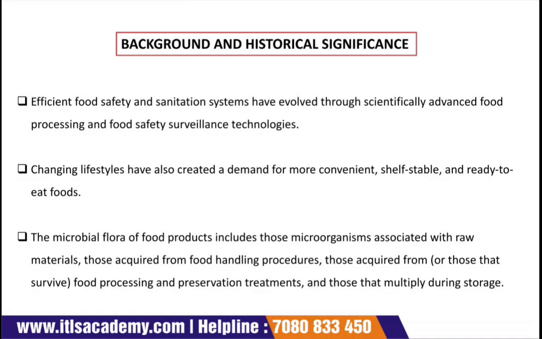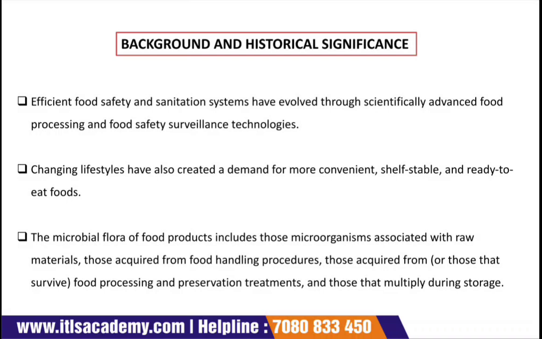So changing lifestyles have also created a demand for more convenience, as already told you. There are items that need to be shelf stable, meaning they should have a longer shelf life, and there are products that are ready to eat. So in ready to eat food items, the only challenge is to extend their shelf life, to maintain the stability of the shelf life. To achieve that, nowadays the food industries have more focus on advanced food processing and food safety surveillance technology. It means if you can manage the different pathogenic activity, then ultimately your food shelf life stability can also be maintained. You can extend the shelf life, and the product can be used for a longer period of time.